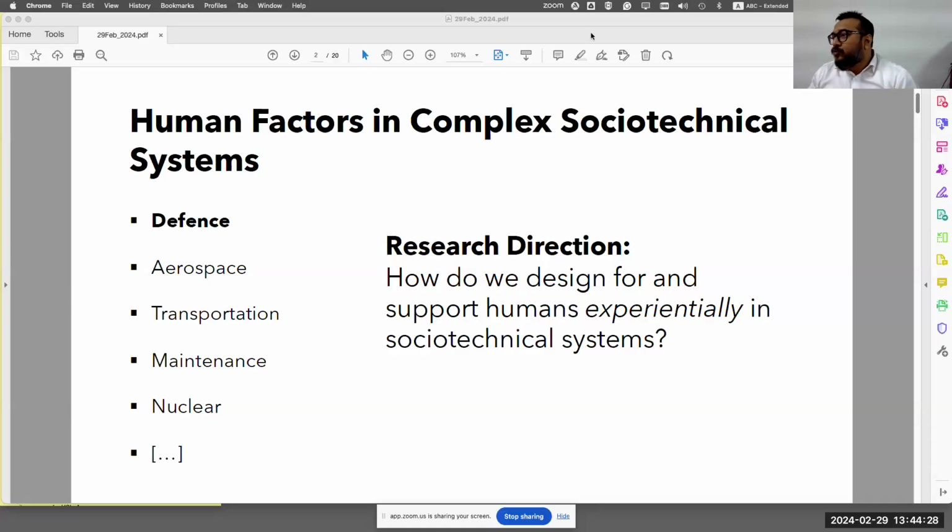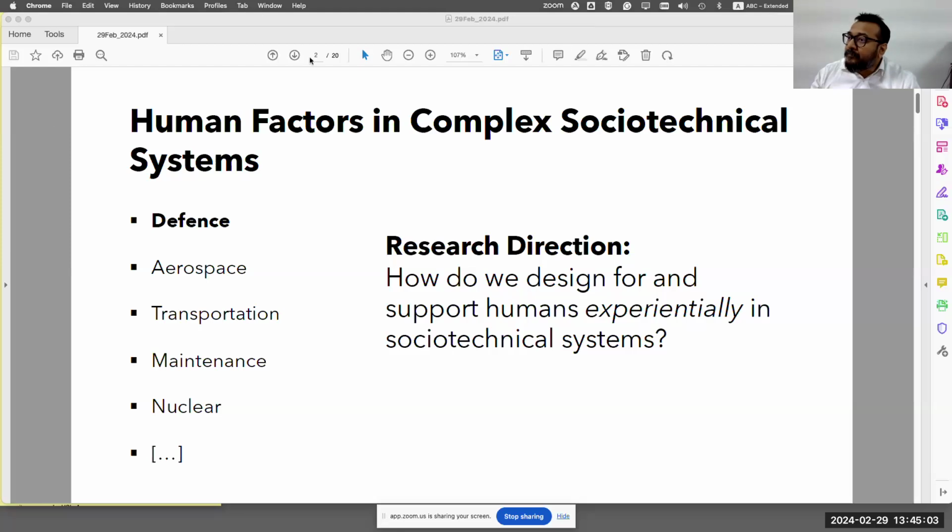So a lot of the work that I do is on human factors in complex socio-technical systems. My background is human factors engineering. My PhD work is in systems design engineering with a core emphasis on cognitive human factors and HMI design for complex systems. Complex systems would mean defense, aerospace, transportation, maintenance, right? And I specifically look at the human experiential aspects of socio-technical systems. So when humans are there in socio-technical systems, how do you design for their experience?